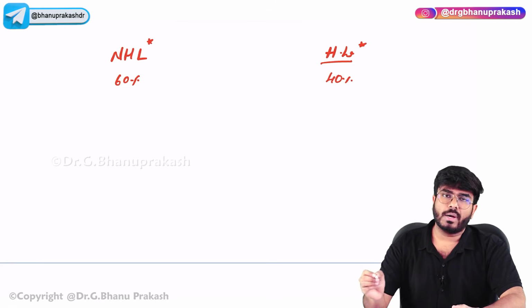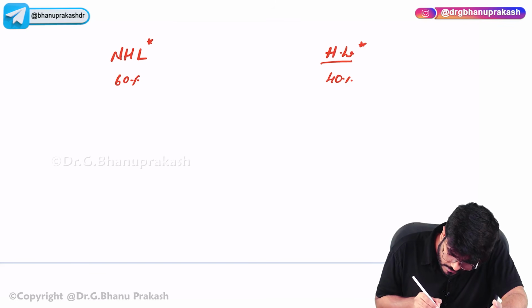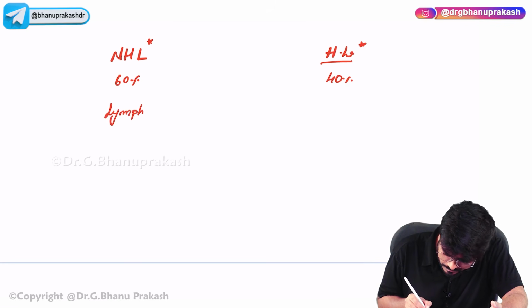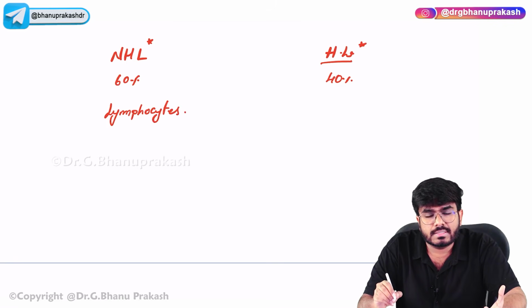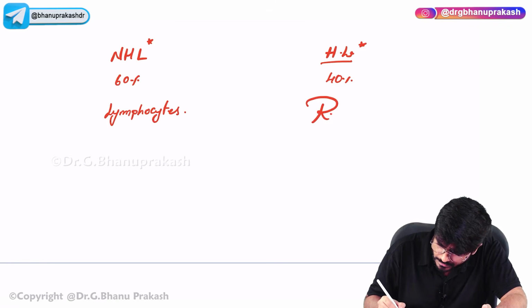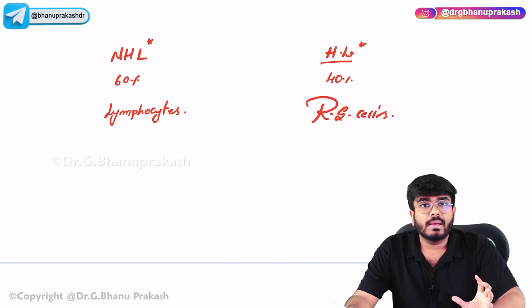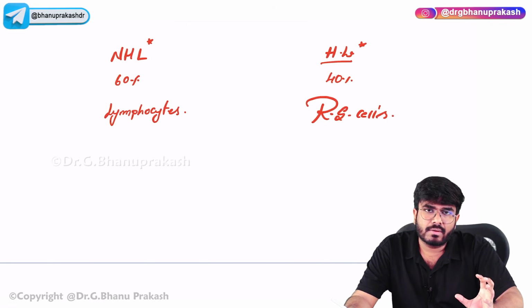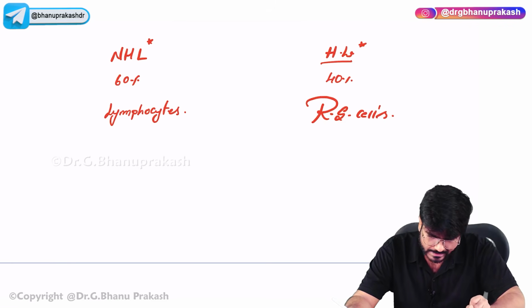Now in non-Hodgkin's lymphoma, the cancer of which cells? It's a lymphoma of lymphocytes. The neoplastic cells are going to be lymphocytes. In Hodgkin's lymphoma, what you can see neoplastically are the Reed-Sternberg cells. Reed-Sternberg cells are going to be seen in the mass. What exactly are the Reed-Sternberg cells? I will explain, they have owl-shaped nuclei, which we will discuss.